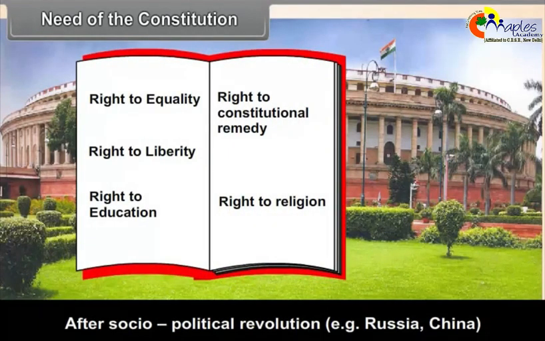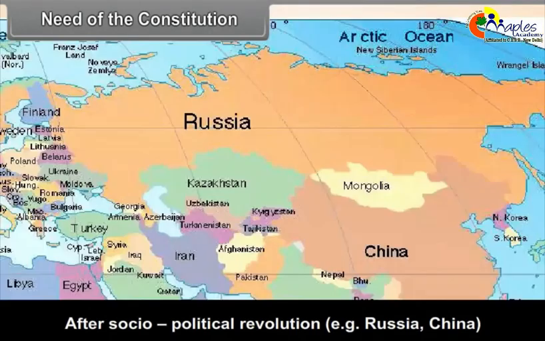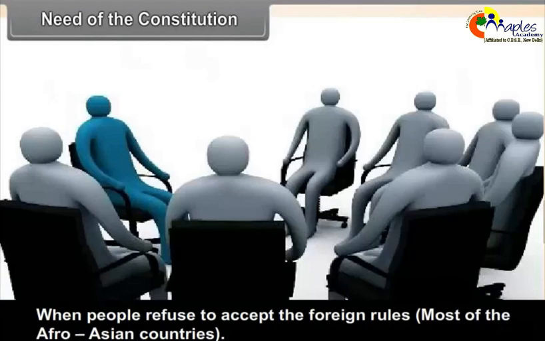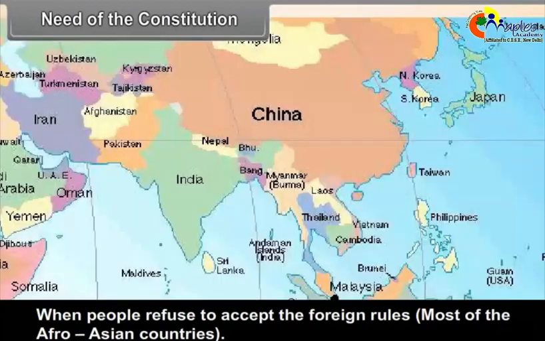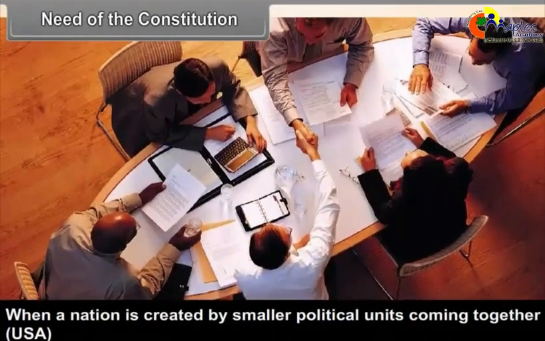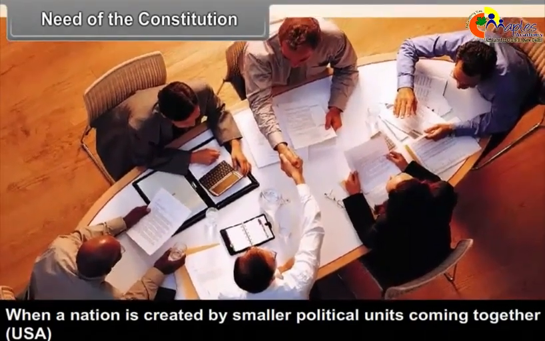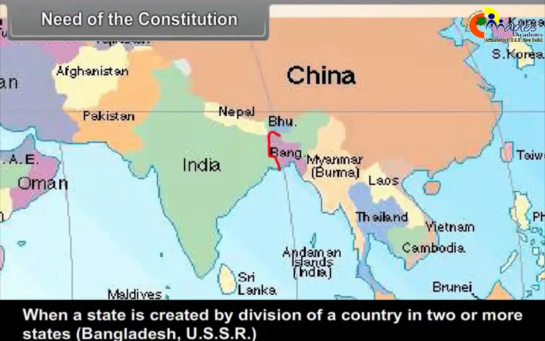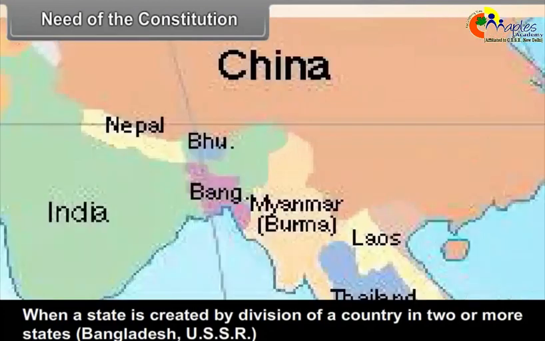After socio-political revolution, for example, Russia, China. When people refuse to accept the foreign rule, that is, most of the Afro-Asian countries. When a nation is created by smaller political units coming together, USA. When a state is created by division of a country into two or more states, Bangladesh, USSR.